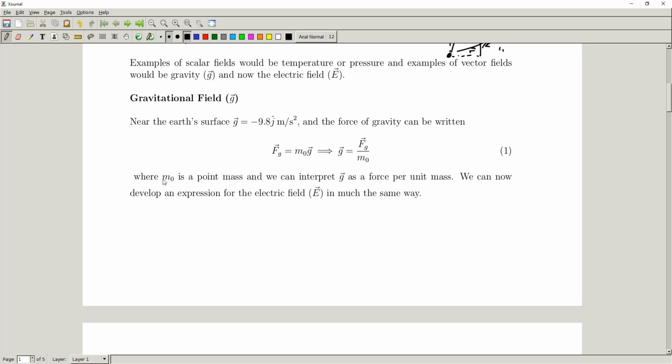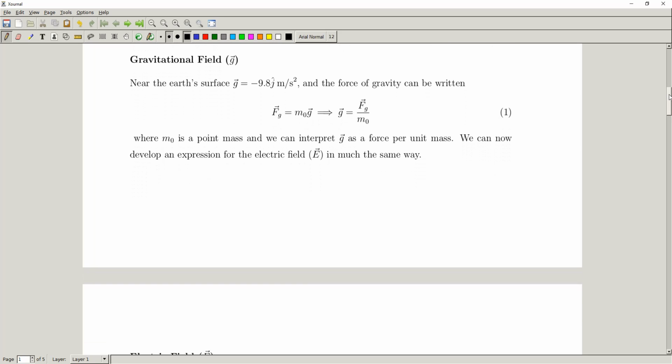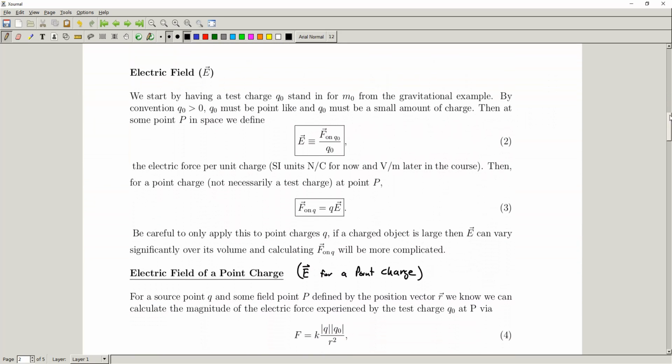So we're thinking of a point mass, and we can interpret this g as a force per unit mass, right? Usually we think about it as an acceleration, but it's also a force per unit mass, because if we divide the mass out of a force, we end up back with an acceleration, right? So it is a force per unit mass. So we can now develop this idea of an electric field in much the same way that we discussed this already familiar idea of the gravitational field, right?